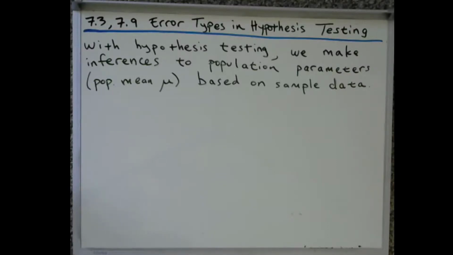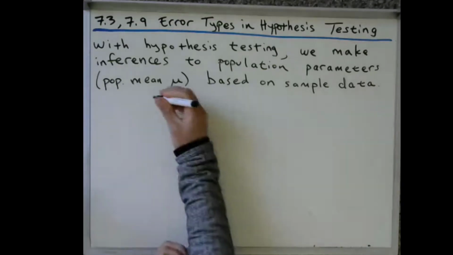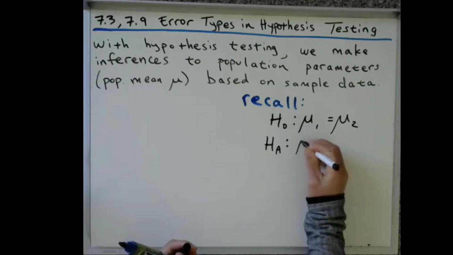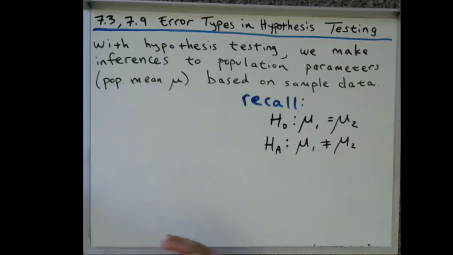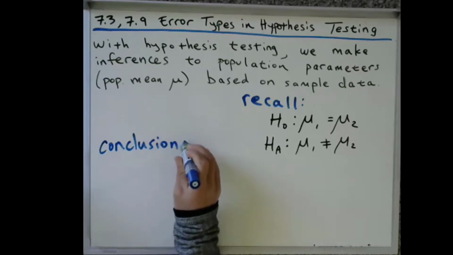In this video, we're going to examine more properties about the t-test and in hypothesis testing in general. With the hypothesis testing framework, we make inferences to population parameters based on sample data. And this is stated in the hypothesis. We make a conclusion regarding those hypotheses.